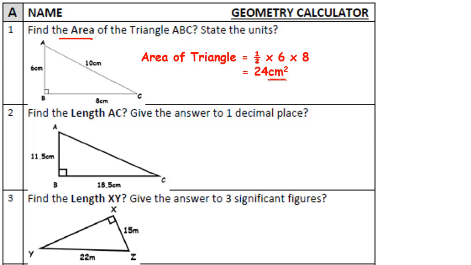Do not forget the units. And because it's an area, the unit is centimeters squared. Make sure you register that and you can do it. Question 2. It says find the length of AC. Now, if they haven't labeled it, you do, right?